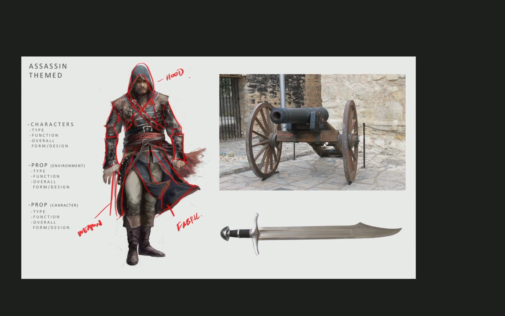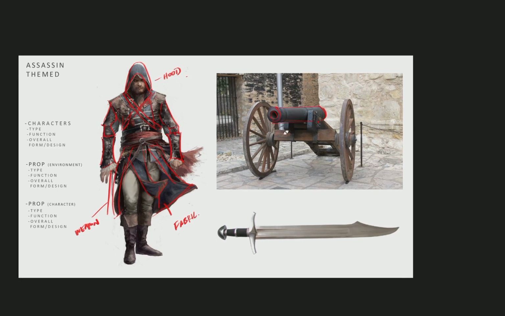Alright, next is the environmental prop. So I went ahead and picked this cannon, right? And I felt that it would be thematically appropriate for this time period of the assassins. And if we look at the type of item, this is obviously a weapon, right? It's got the cannon and whatnot. Here is the projectile, and the overall functionality is used for offensive reasons.